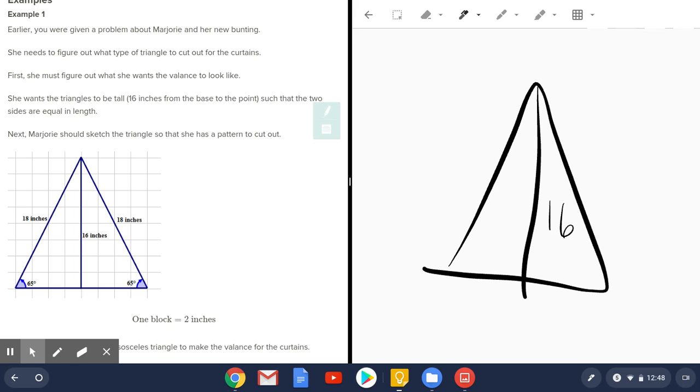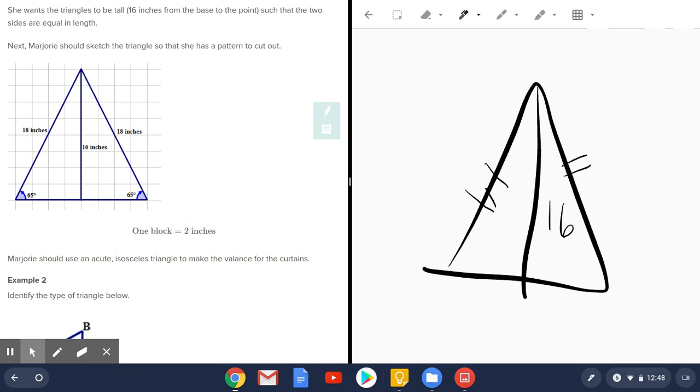First, she needs to figure out what she wants the valance to look like. So she looks up a pattern. She wants to make it 16 inches from the base to the point. But that would mean if she has an equal amount from the base to the point, our 2 sides going down would be the same length as well.